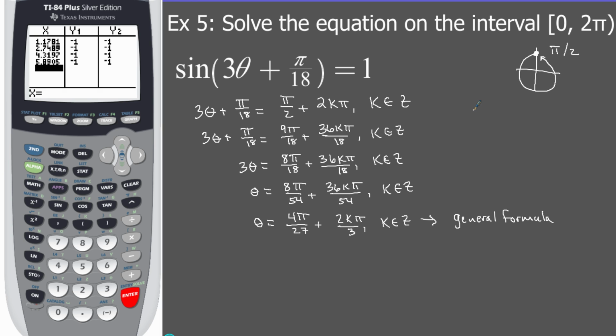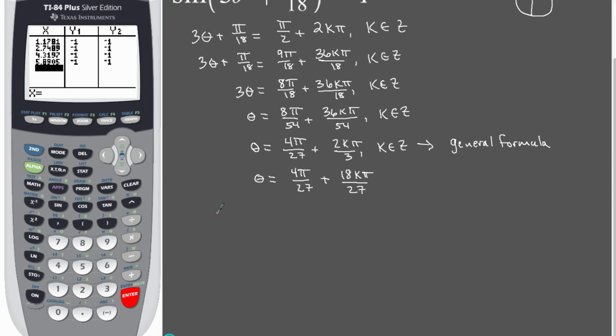But again, I want to go from 0 to 2 pi. So what I'm going to do here is get a common denominator of 27. So the first piece I'm not going to have to do anything with. That'll stay as 4 pi over 27. But then my second part, the 2k pi over 3, that's going to change to 18k pi over 27. And this is what's going to help me figure out what my angles could possibly be. So I'm going to let k equal 0. And if k is 0, then theta is just going to be 4 pi over 27.